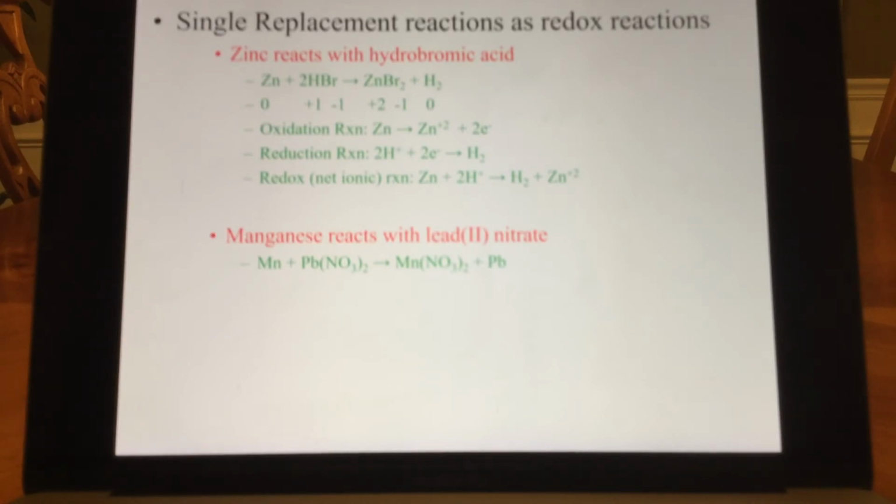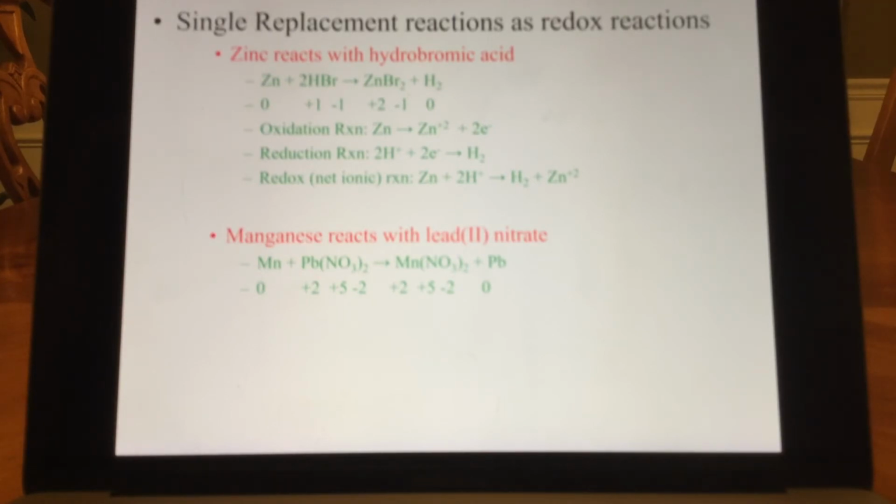Then going through and assigning oxidation numbers to see which elements are gaining and which elements are losing electrons. The manganese in its elemental state is 0. The lead, based on our crisscrossing, is +2. Then nitrogen, again looking at the polyatomic ion, knowing that it has to have an overall -1 charge, oxygen would be a -2, and there's 3 of them, so that gives us -6 total, which would make nitrogen +5. Then over on the product side, manganese now is a +2, as we can see from our crisscrossing.